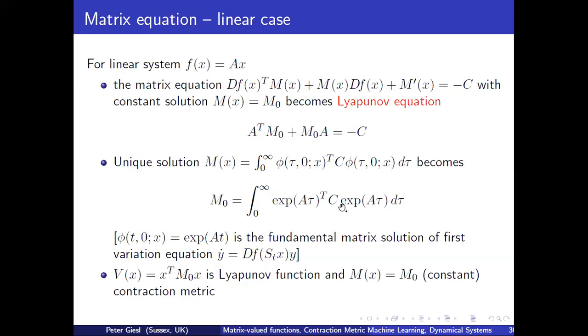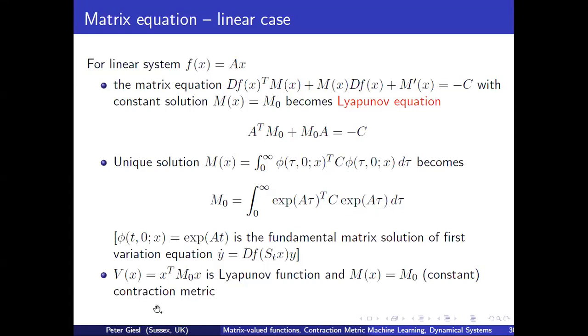And this here is precisely our formula in this specific case, because phi t x is the fundamental matrix solution of the first variation equation. The first variation equation in this case is y dot equals a y, and the solution is obviously the exponential e to the at. So in this case, this formula becomes the well-known formula for the solution of the Lyapunov equation.